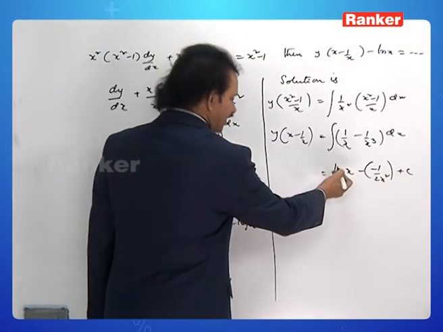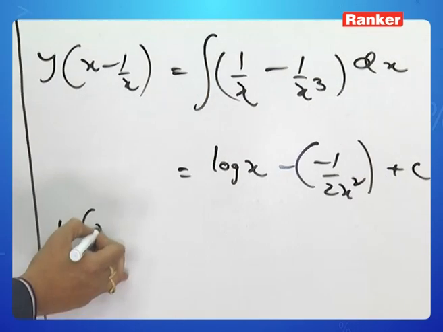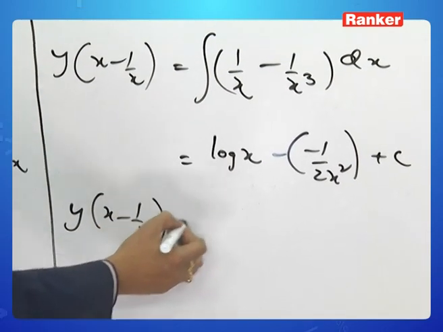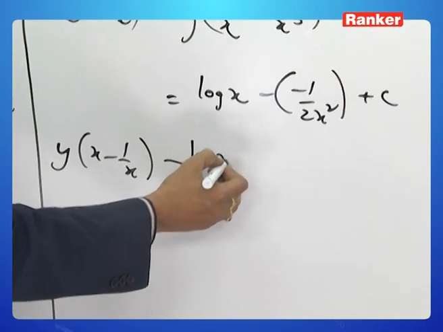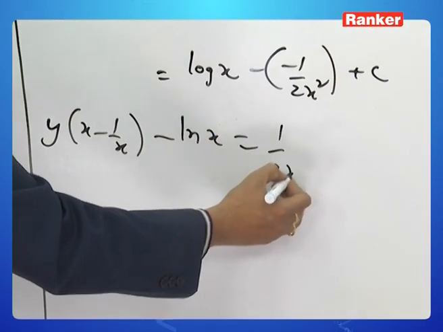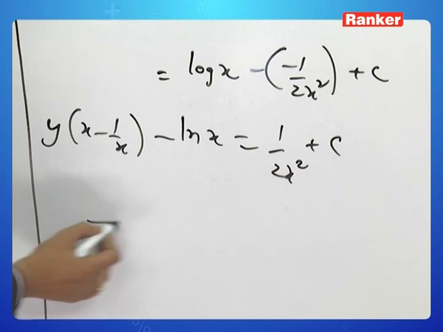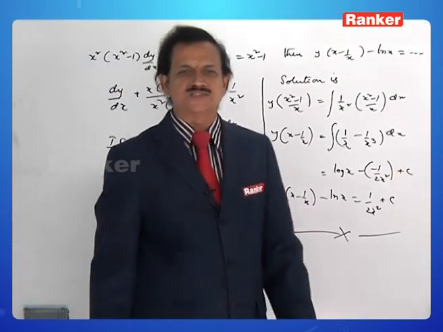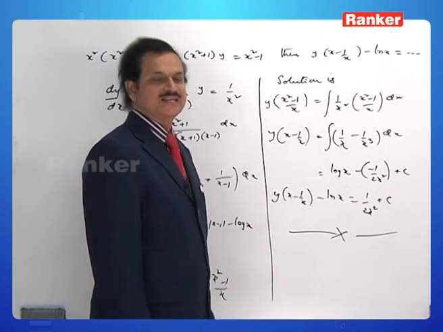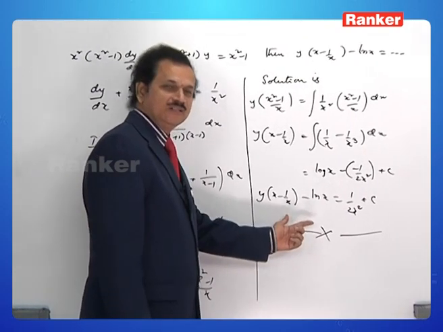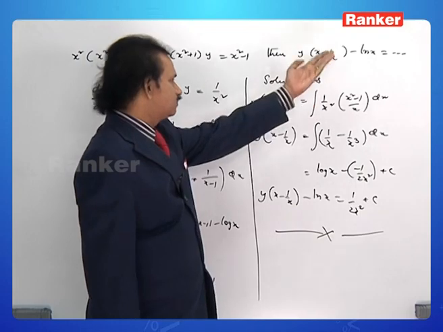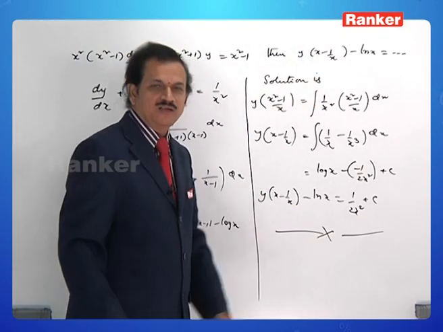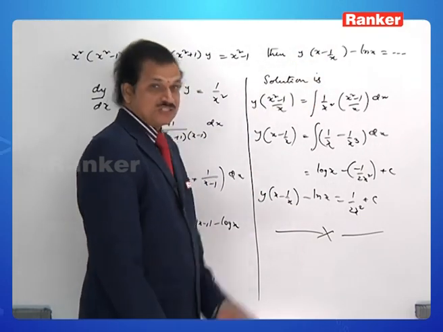And you just bring that log x this side. y into x minus 1 by x minus log x to the base e, which is nothing but ln x, is equal to 1 by 2x square plus c. That's all. There ends the matter. Why? Because the actual question asked us is nothing but this. y into x minus 1 by x minus ln x. That's all.